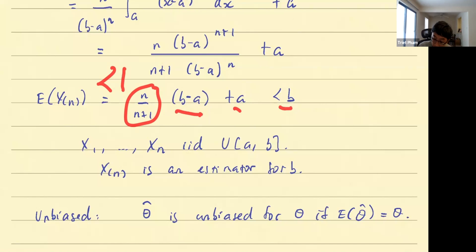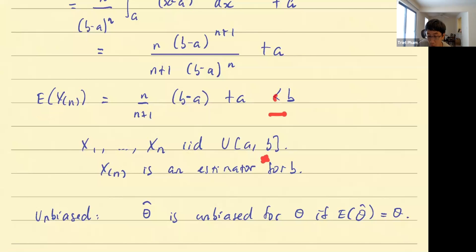Is that okay? So therefore, this calculation actually has a lot of meaning. It's not just a pure exercise in calculation. It shows you that if you use a sample max as an estimator for the population max in this case, you will always underestimate, on average, the true population parameter. Unlike the sample mean, where you will be on target, here you always underestimate. So that's the meaning. It's not unbiased for B.